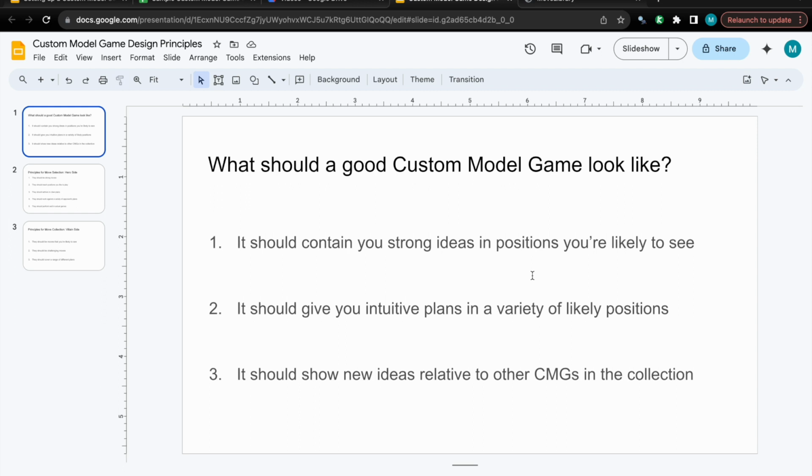It should also give you good plans in a variety of positions, not just those exact positions, but in different positions that are similar. Intuitive plans should come to mind in a variety of positions. And if you have a bunch of custom model games, they should show different ideas. You shouldn't show the same ideas in multiple games, although obviously there might be some overlap. So that's what a good custom model game is. It's kind of different from the other ones that you have, and it shows good ideas in positions that are likely.